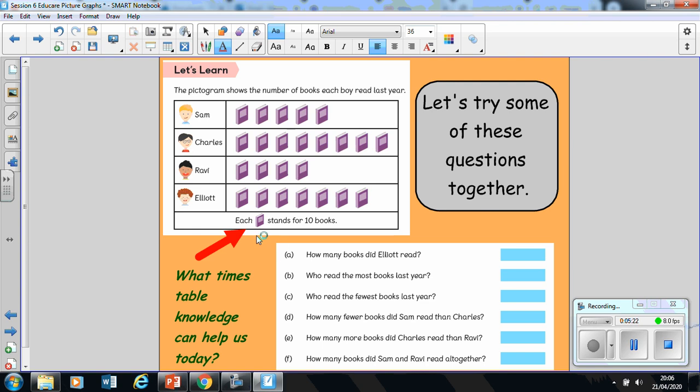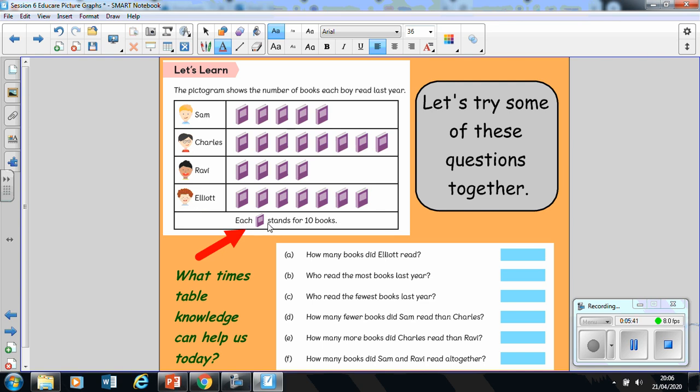So using that knowledge, I'm going to answer with you a couple of these questions. Let's start with the first one. How many books did Elliot read? So I'm going to go over to Elliot there. There he is. I'm going to count the number of books he's read.